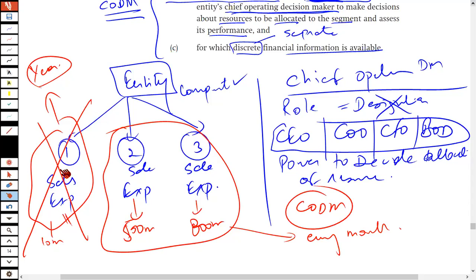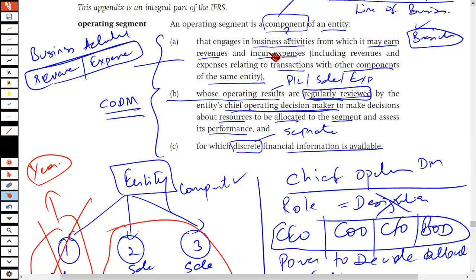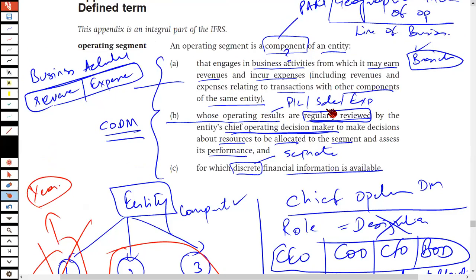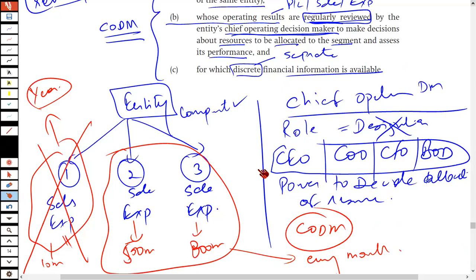Section one is not going to be considered as an operating segment. How would we disclose it? I'm going to let you know, but we are going to disclose section two and section three separately. Now try to understand more. For anything to be an operating segment, number one, it has to engage in business activities, which includes revenue generating activities, that is, you make a sale, you incur expenses. The second thing is, its results are regularly reviewed by the chief operating decision maker. The third is, it has discrete financial information available. That means separate financial information is available.